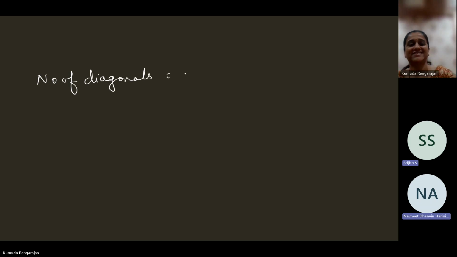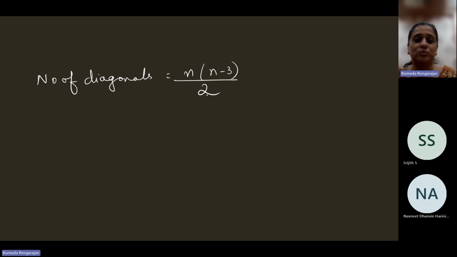N into n minus 3. N into n minus 2. N minus 3 divided by 2, ma'am. N into n minus 4. N into n minus 3 divided by 2, ma'am. Very good, very good. N into n minus 3 by 2. N into n minus 4, no, that's different. Ma'am, your voice is breaking.